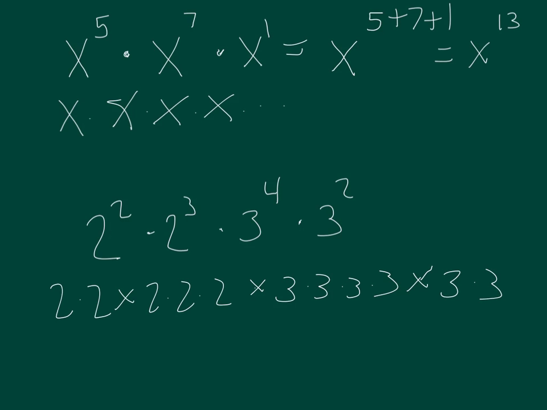Now, we cannot combine the 2's and 3's here. These are not like bases. 2 times 2 times 2 times 2 times 2 does give me 2 to the 5th power, but I cannot combine that with these 3's because it's not the same base. When I count these up, I end up getting 3 to the 6th power. So this is as simplified as this expression gets. You can only add the exponents of like bases being multiplied.